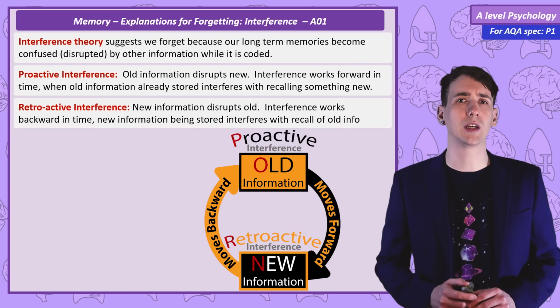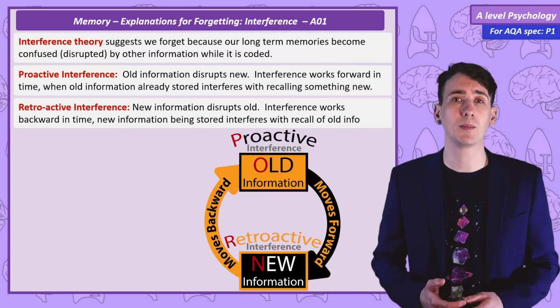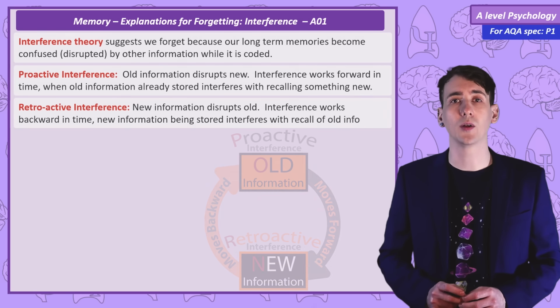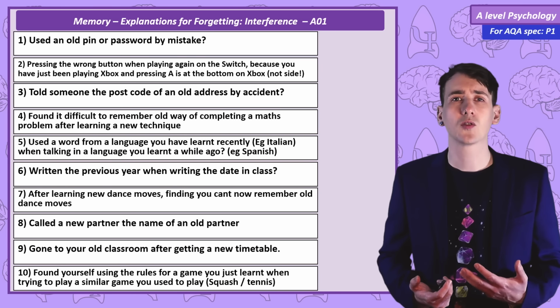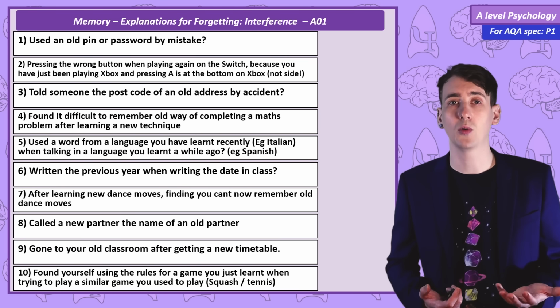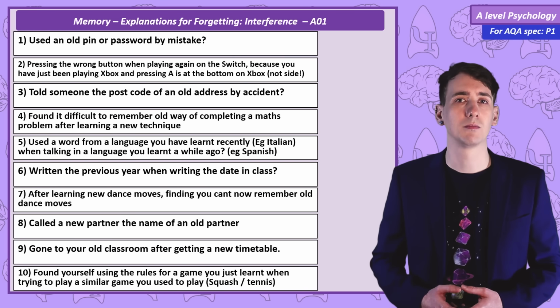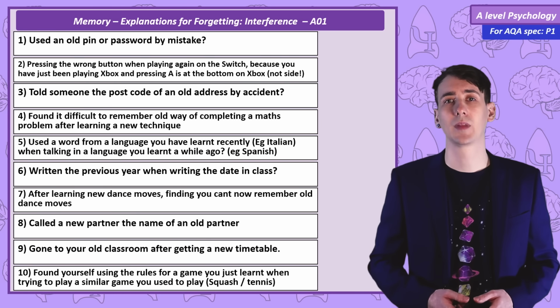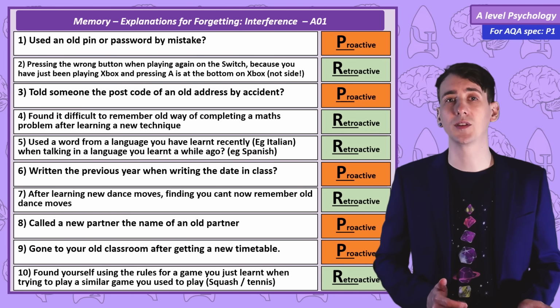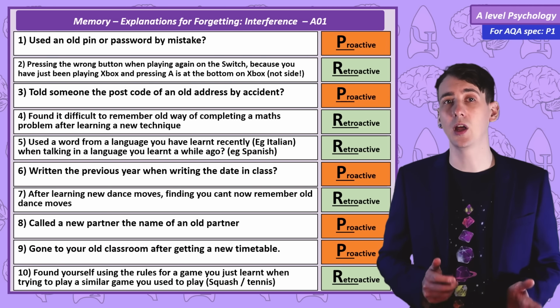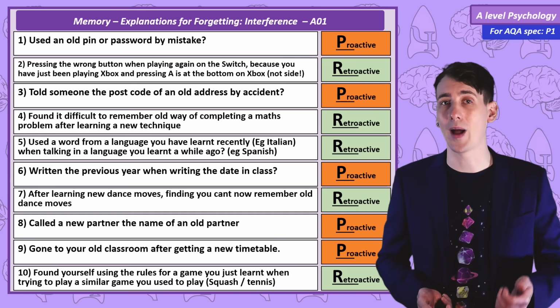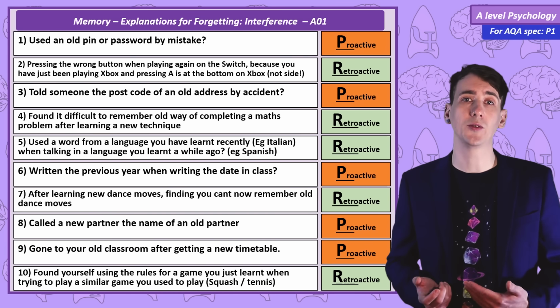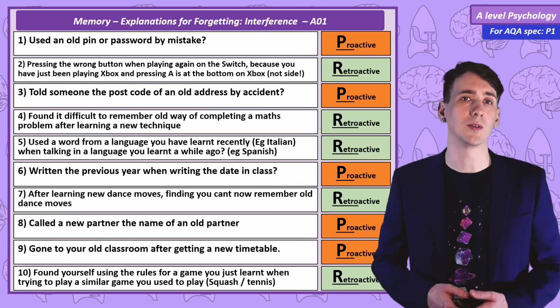This can be a little tricky to understand, so let's look at a few examples. Here are 10 scenarios, and based on what I've just said, try and figure out if they're examples of proactive or retroactive interference. Pause the video and have a go. Okay, so how did you do? If you got it right, you can probably spot in the scenario either that it was more recently learnt information that was disrupted for proactive, and old information that was disrupted in the retroactive scenarios.